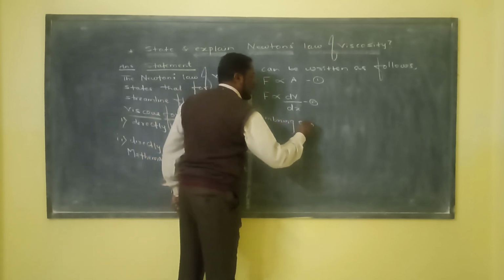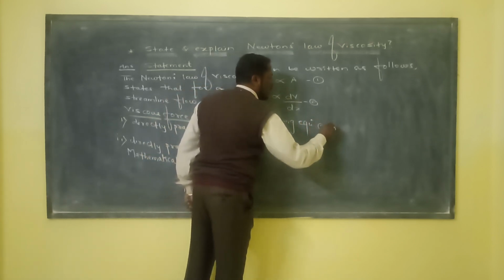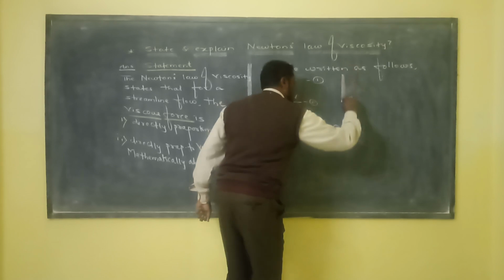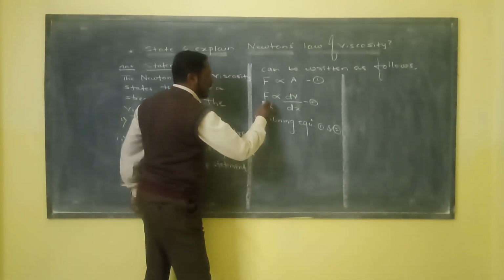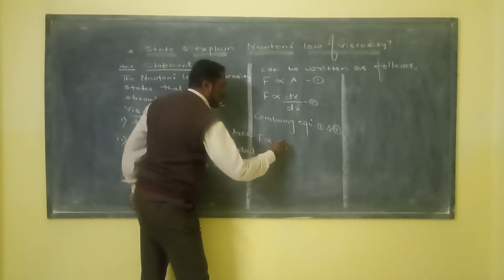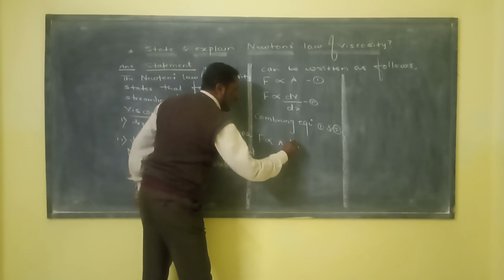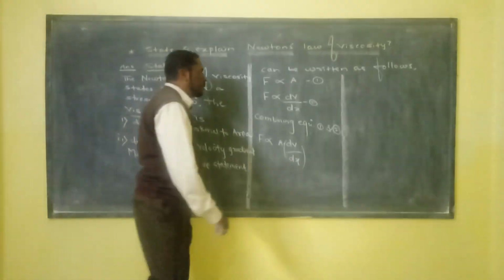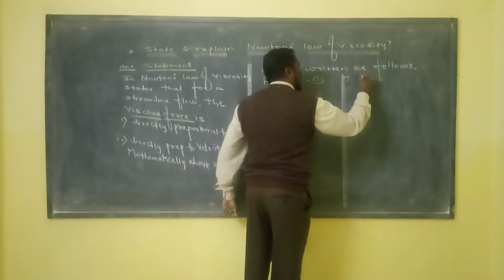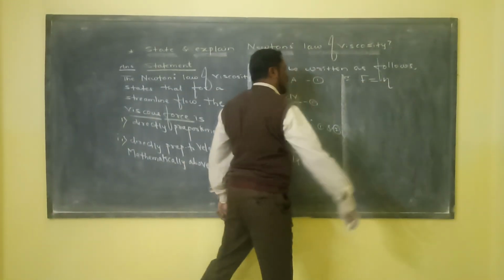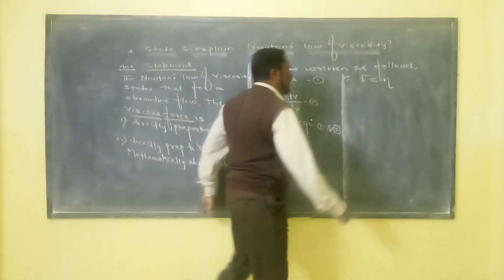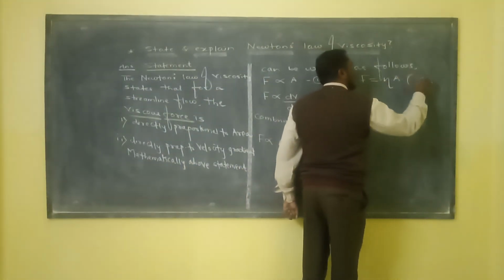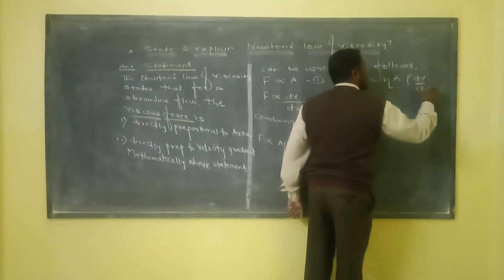Combining equation 1 and 2, what can we write? F is directly proportional to A and dV by dx. F is proportional to A into dV by dx, or F is equal to eta into A into dV by dx.